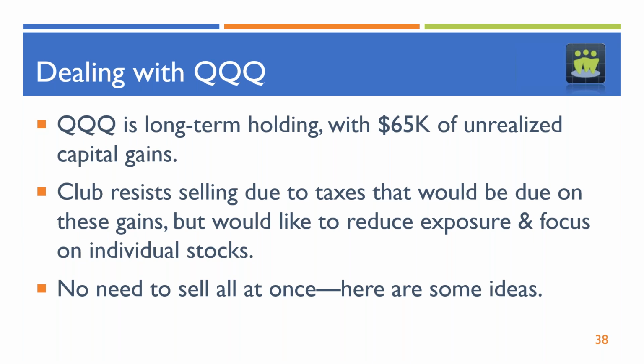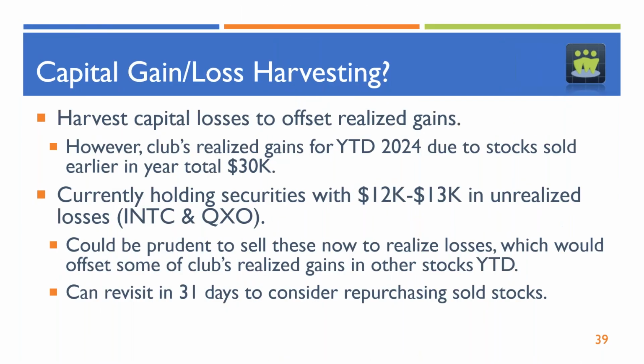How can they maintain a focus on individual stocks? So I don't think they necessarily need to sell, or certainly not all at once. So here's some ideas for dealing with it. We talk about, and Richard asked in the chat about, capital gain loss harvesting. So if the club has incurred capital losses so far, they've cleaned out a bunch of stocks, so there must be some capital losses. Maybe there's some capital losses.